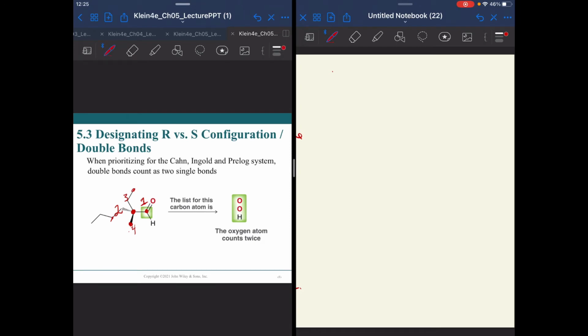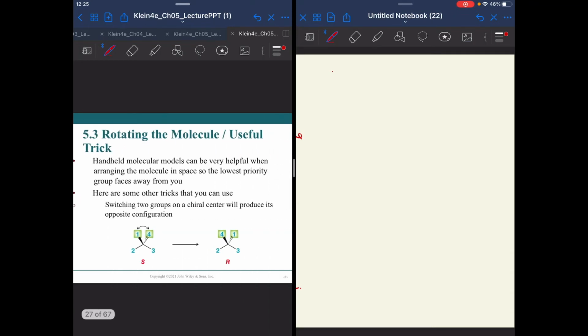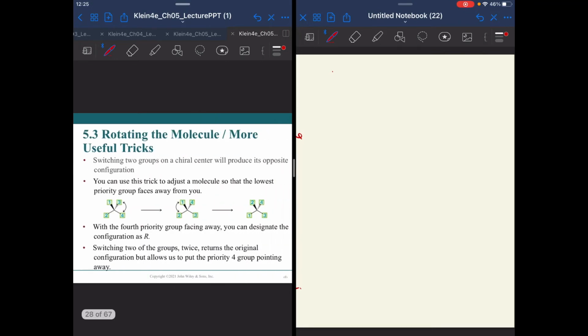Once you get those priorities in place, right, we're going to connect 1, 2, and 3. It's going clockwise, but 4 is to the front. So clockwise would usually be R. In this case, it is S because the fourth priority is coming towards us. Now, rotating is difficult. That's why I say, like, if the fourth priority is in the front or the back, it's just helpful to memorize the rule.